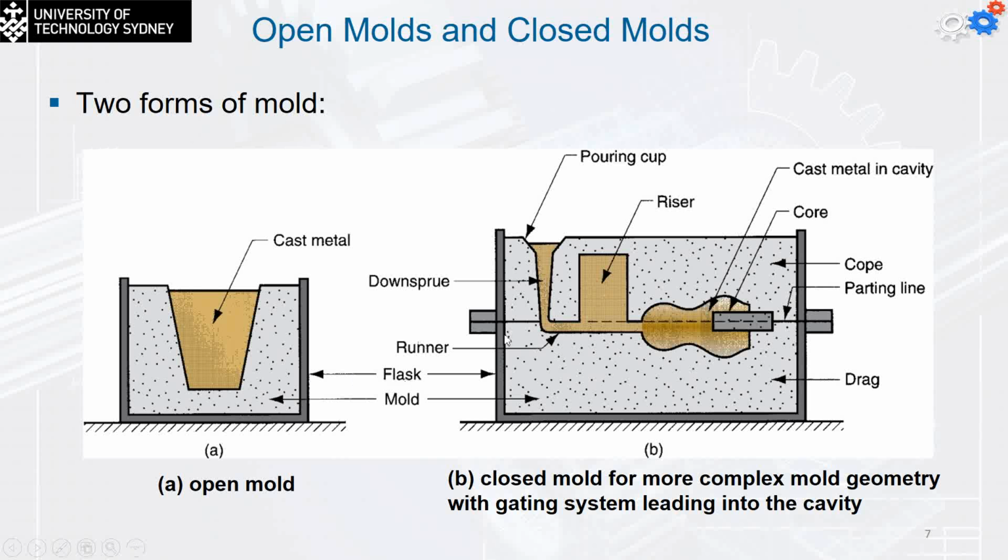The other shape on the right side shows the closed mold for more complex mold geometries, where a gating system occurs, and we can also have the riser, as you can see here. The core is included within the cavity, and this core is useful to generate holes, for example, within the casted part.